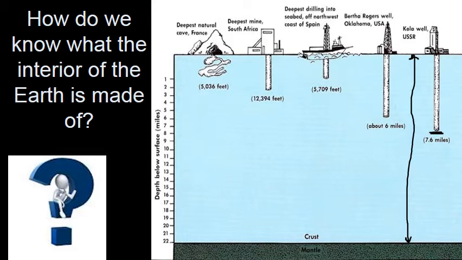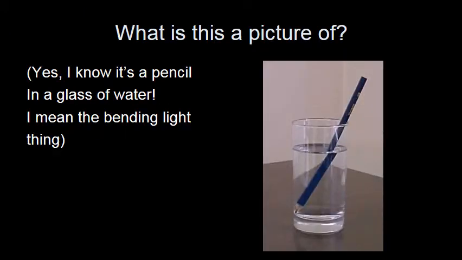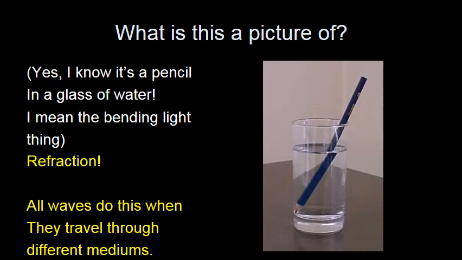So the question then is, if that's as far as we've gone, how do we know what the inside of the Earth is made out of? How could we possibly know this? So what is this a picture of? Well, I know it's a picture of a pencil and a glass of water, but what's going on right here? You may know this. This is called refraction. This happens when waves get bent because they're going through different mediums. Mediums is just the substance that they're going through. So this part is just going through air. This part is going through air and glass. And this part is going through the water and the glass, right? And so the different densities of these substances cause the waves of light to get bent.